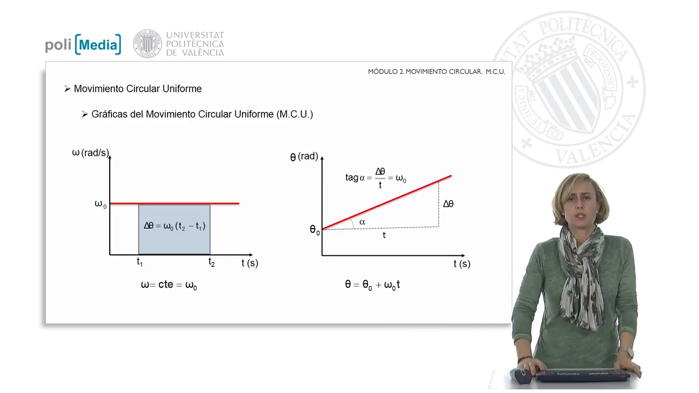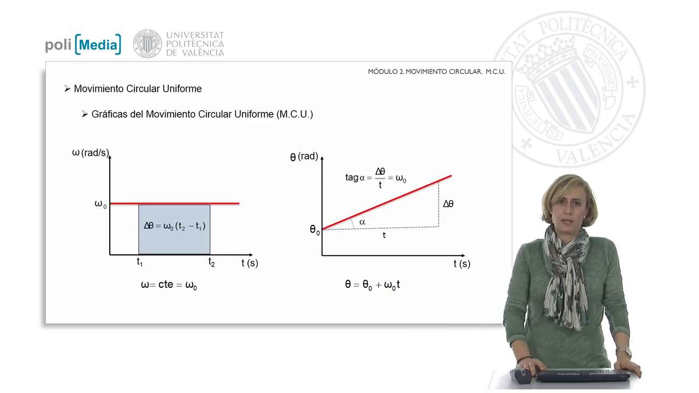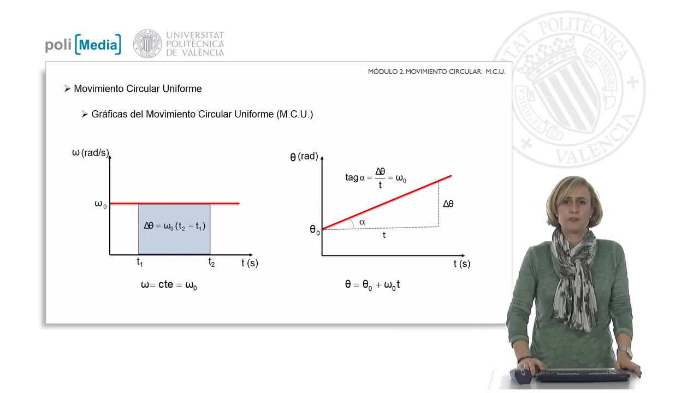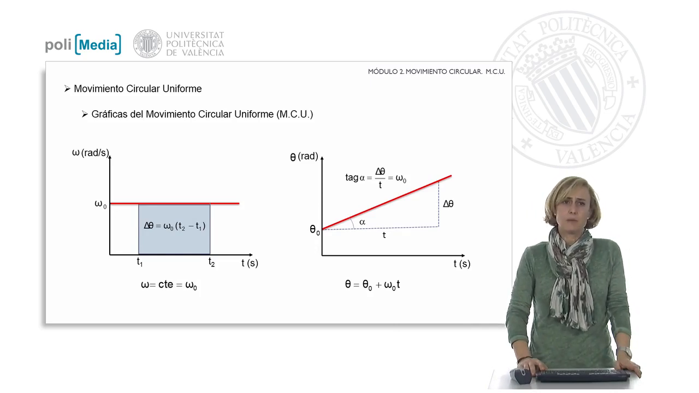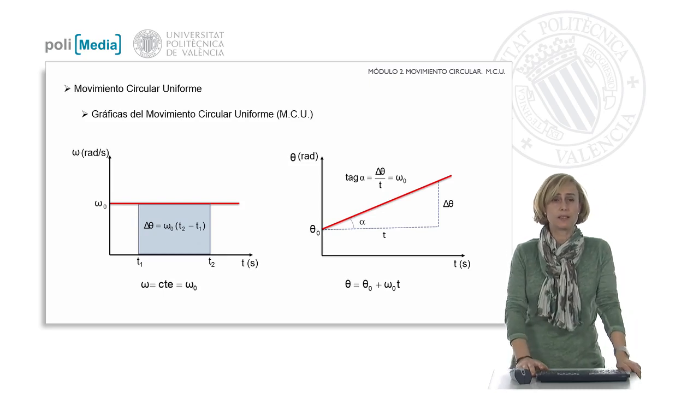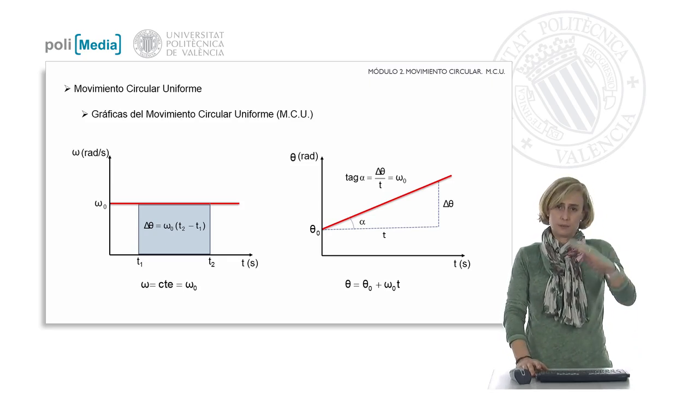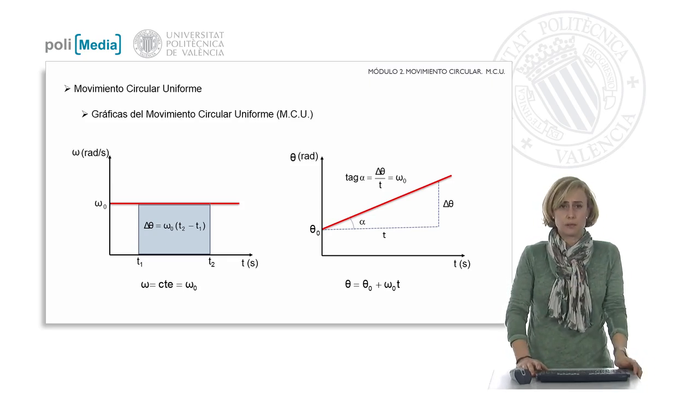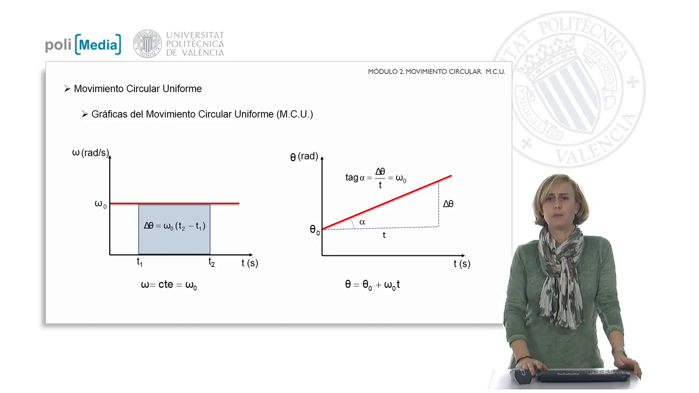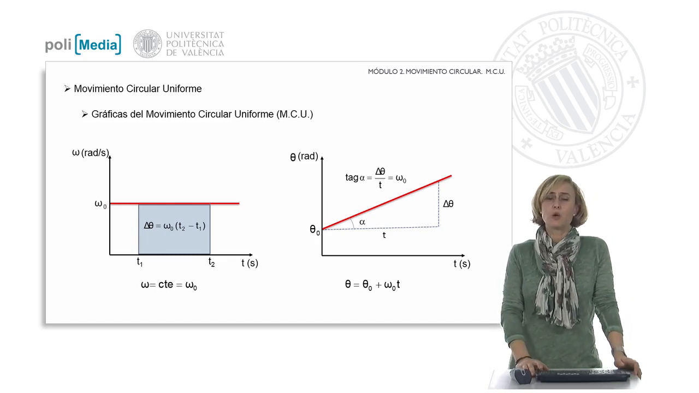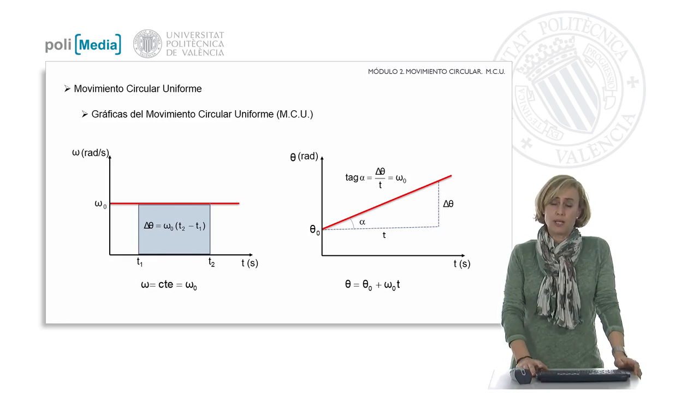Now we are going to represent the kinematic diagrams, omega versus time and theta versus time. If we represent the angular velocity, omega versus time, we obtain a horizontal line. The area contained under it in a time interval is the displacement made by the ball in said interval. If we represent theta versus time, we obtain a line whose slope gives us the value of the angular velocity.